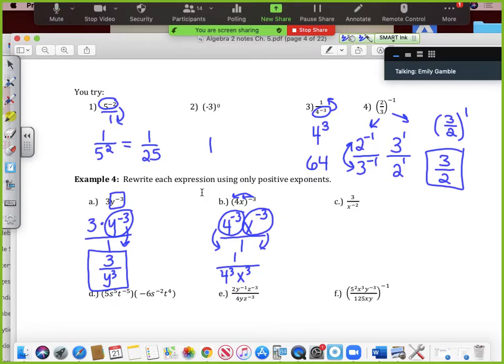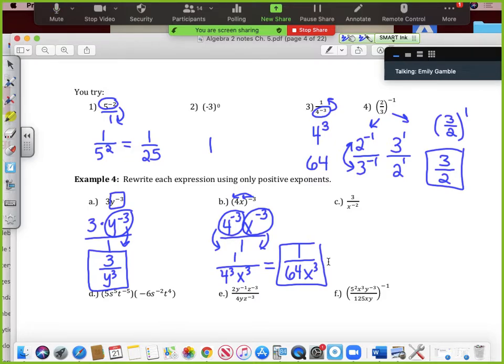Now, the only thing you could do to simplify this a little bit further is do 4 times 4 times 4. So you could simplify this to be 64 over x to the third. And we don't have any negative exponents, so that's fully simplified. And we also don't have any additional x's or anything that could be simplified using a different rule, so that would be it.